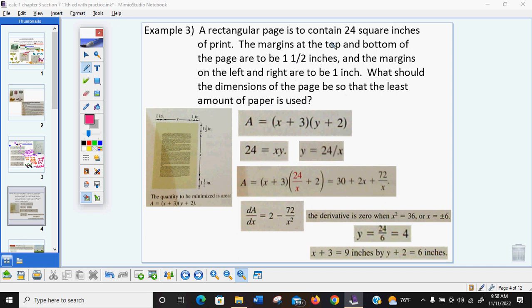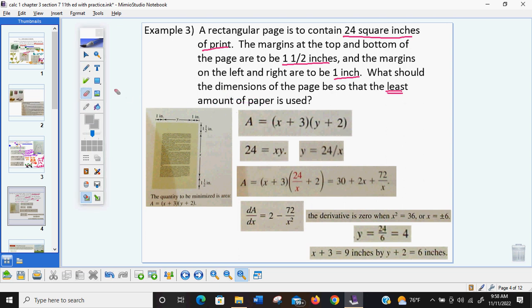So first let's see what's given. It says the page has 24 square inches of print, so that's one of our hints. It also tells us the margins at the top and bottom are 1.5 inches, and the margins on the left and right are 1 inch. It says, what should the dimensions of the page be to use the least amount of paper? Okay, so let's draw the picture.